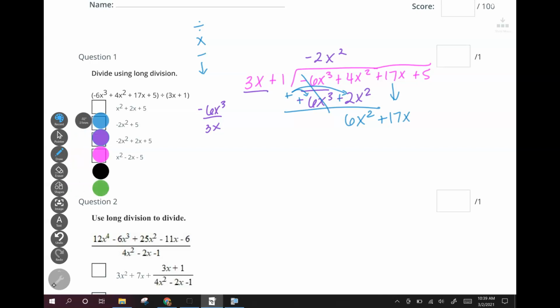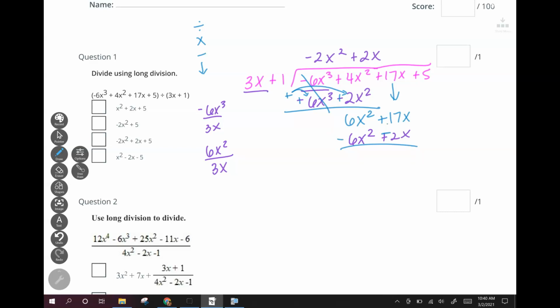And start over. So divide. 6x squared divided by 3x gives you 2x, positive 2x. Multiply 2x times 3x plus 1. Distributing that. Subtract. So you could just change both signs, draw the line. You could put a minus there and distribute it. Whatever makes sense to you. Just make sure you're subtracting. So 6 minus 6 cancels. 17 minus 2 gives me 15x. Then I bring down this 5.